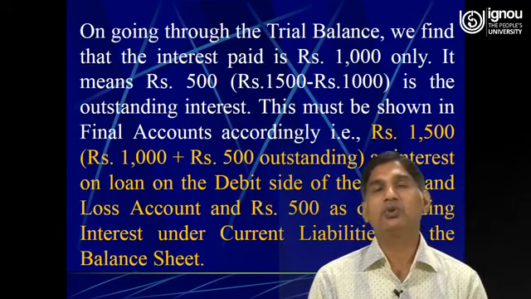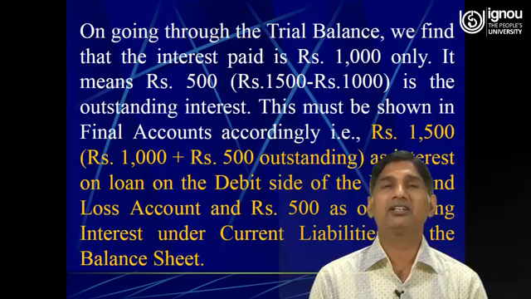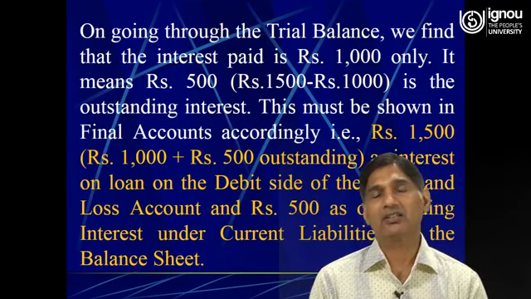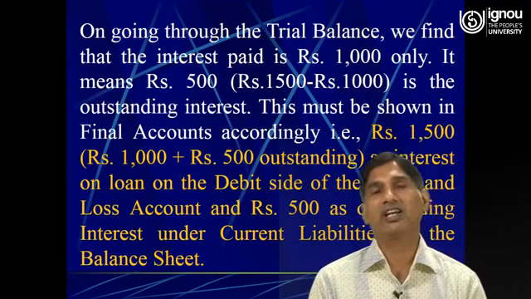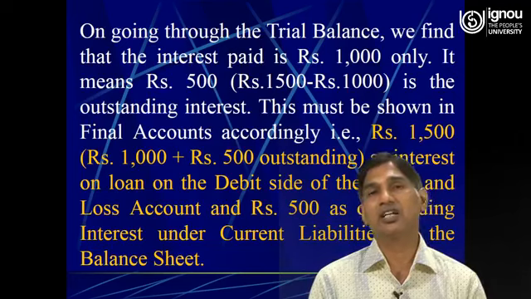While preparing the balance sheet, we need to show rupees 500 as outstanding interest on the liabilities side of the balance sheet under the head of current liabilities, because this amount of rupees 500 is yet to be paid. By the end of the financial year, this amount of rupees 500 on interest on loan is outstanding. It has not been paid yet.